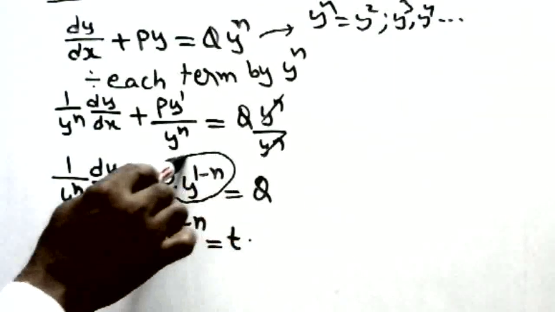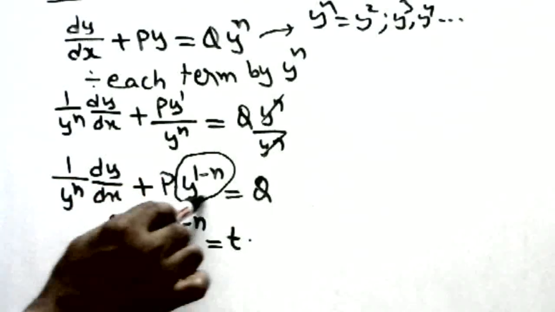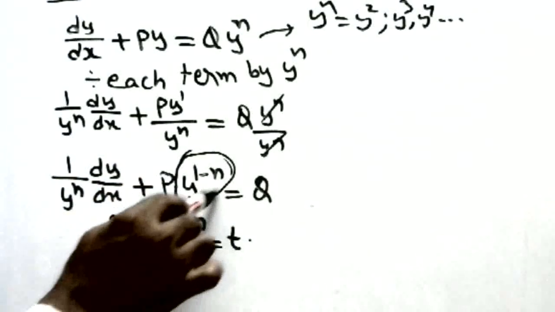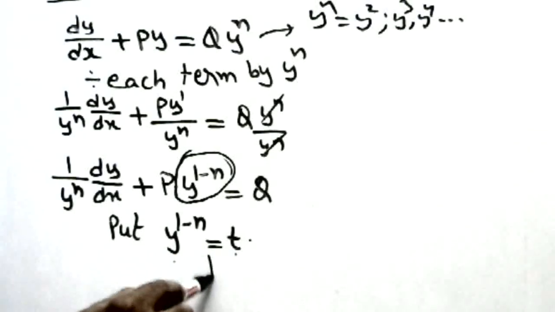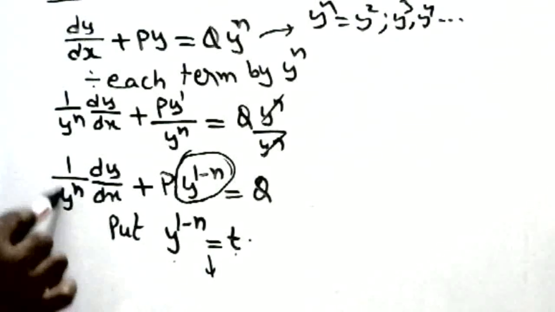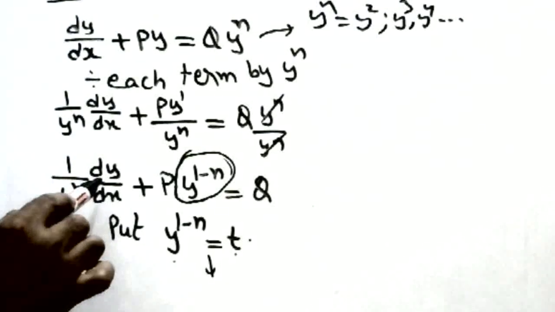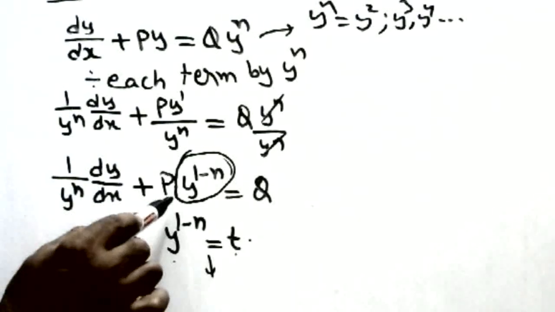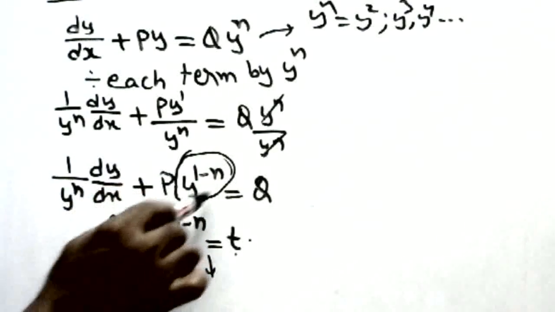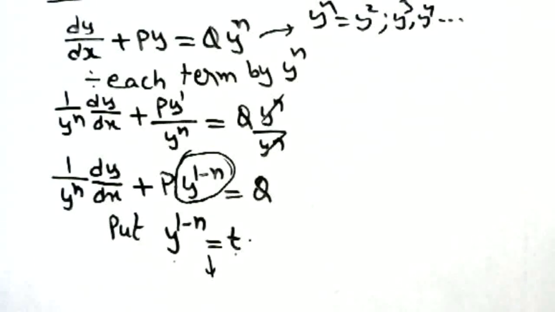Now the next step is, wherever we have y here, we have to suppose this as t. After that, when we differentiate this, this 1 by y power n dy by dx will be changed into the linear form, the previous form. Then we will do the question according to the previous method. Let me do one question on this. The next procedure we will do in the question.